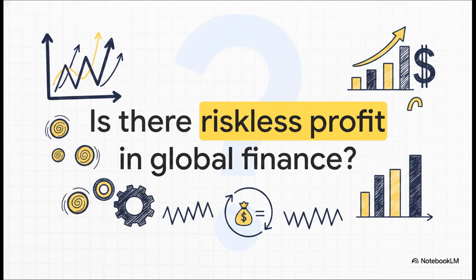Here's a question. Is there actually such a thing as riskless profit in global finance? I mean, it sounds like a total myth, right? But in the incredibly high-stakes world of currency trading, the mathematical relationships between exchange rates and global interest rates create these rigid boundaries. And when those boundaries get crossed, it opens the door to something known as arbitrage, which is basically a guaranteed risk-free profit. Today, we're going to learn exactly how that whole mechanism works.